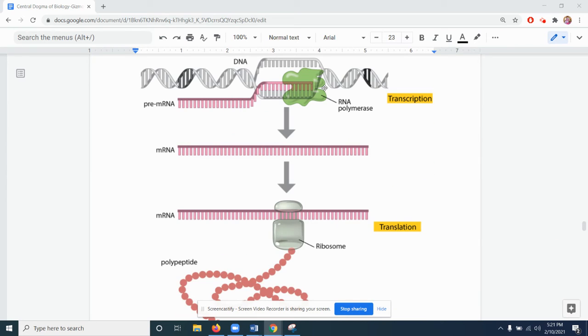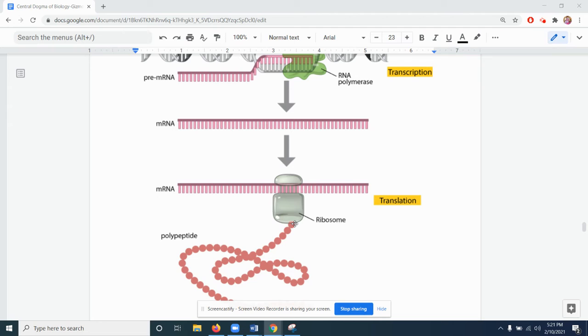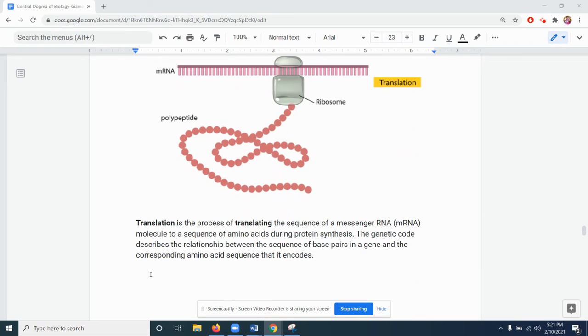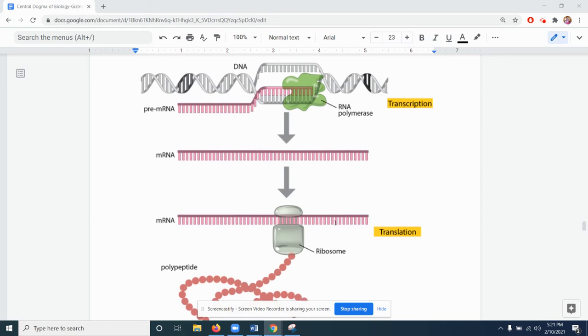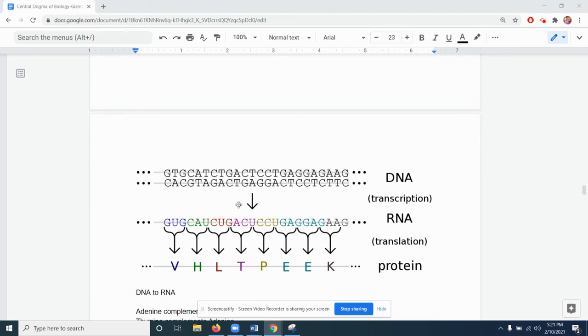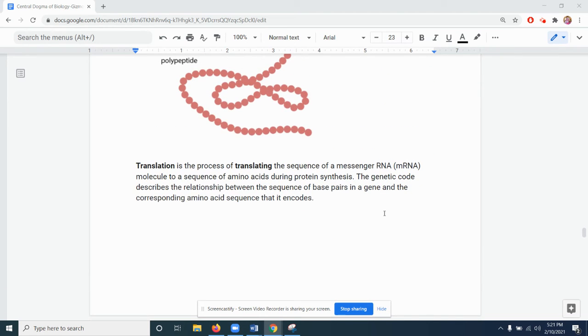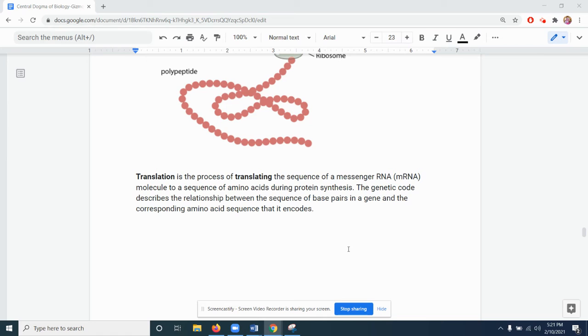So right here we have the RNA polymerase that made the copy of mRNA, and then the ribosomes are what's going to make this whole chain. It's also called the polypeptide, but for our class, just know it's a chain of amino acids, which is a protein. So right here it says translation is the process of translating the sequence of mRNA into a sequence of amino acids during protein synthesis. This genetic code describes the relationship between the sequence of base pairs, the A, T, C, G, in a gene and the corresponding amino acid sequence that it encodes.